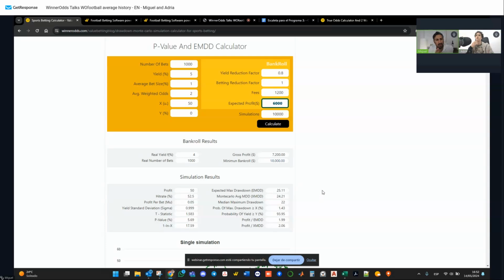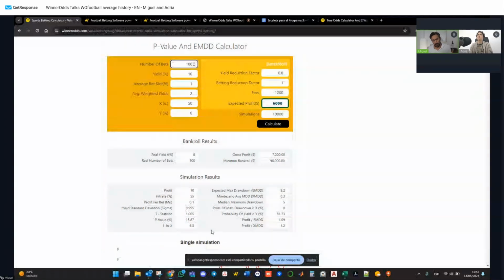sample. So I have placed 100 bets and I am winning 10% yield. Okay, 100 bets, 10% yield. Which is the probability of obtaining this just by luck? Then it is 15%. So 1 of every 6 times you are not profitable in the long term, but you are obtaining profit. So perhaps you feel confident, you feel that your system works, but this sample is very small.